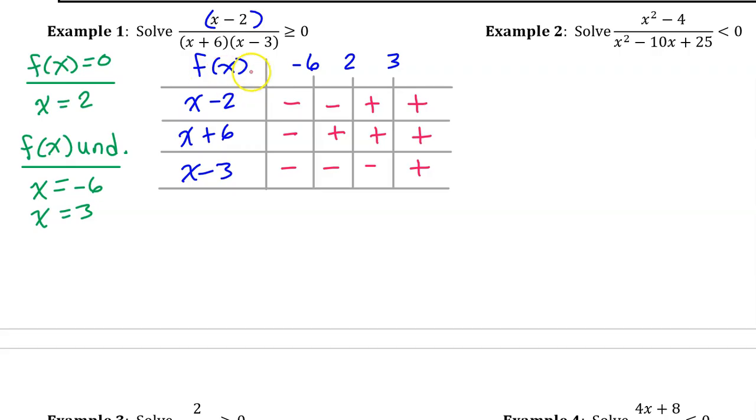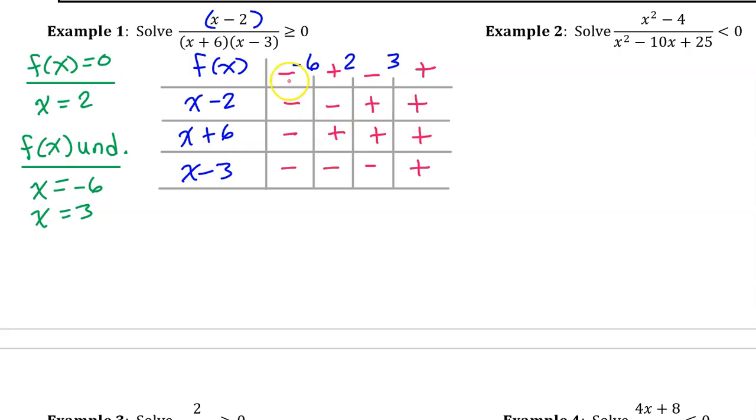How about the overall sign of f of x? We are counting the negatives. If there is an odd number of minuses, f of x will be negative in that interval. So f of x will be negative in this first interval. F of x will be positive in the next interval because we have an even number of negatives. And negative in the next interval and positive in the next interval.